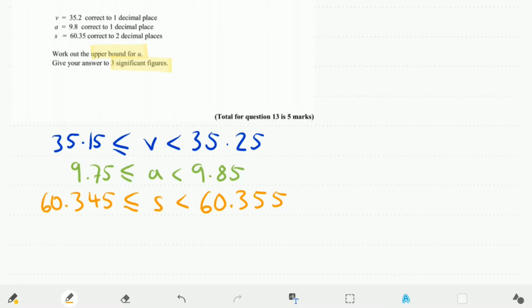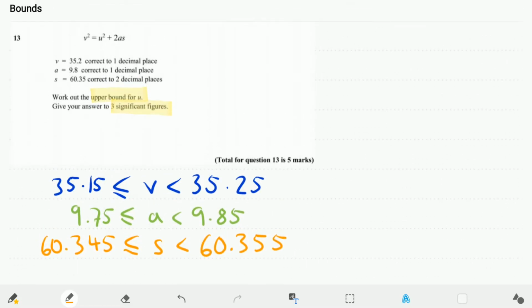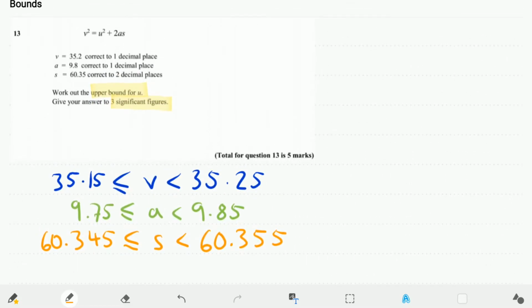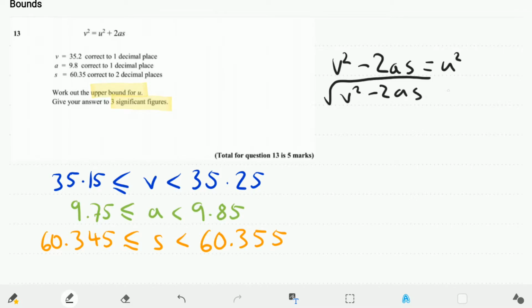All right, now that we have all of our bounds for our values, we're trying to work out the upper bound for U. Now, to work out the upper bound for U, what we need to do is rearrange the equation so that we have U on its own, so we know how to find out an upper value for U. So our upper value for U will happen, firstly, when we rearrange it to give us V squared minus 2AS, which is equal to U squared.